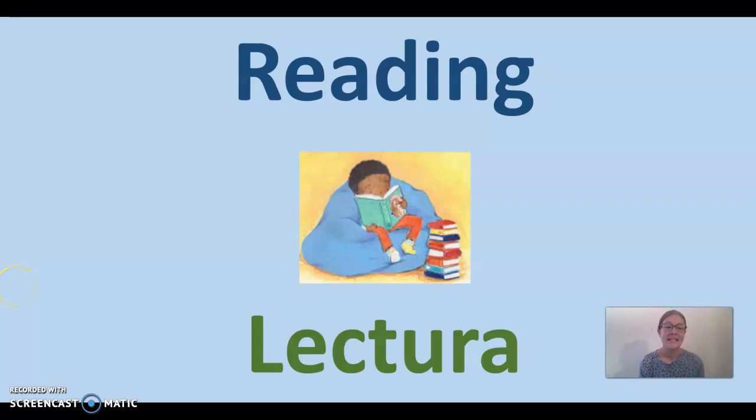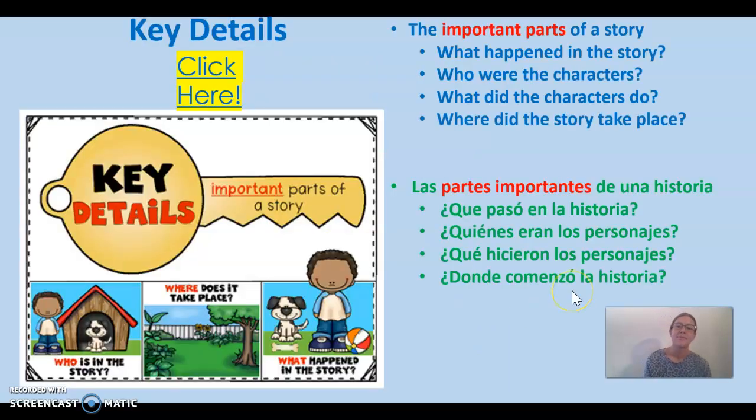Happy Wednesday. Today, for reading, we're going to be talking about key details. Key details are the important parts of the story. They're everything that happens within the story that's important that you want to remember. So it's things like what happened in the story, the events that are happening, who is doing these things, who are the characters, who's in your story, and what did they do?